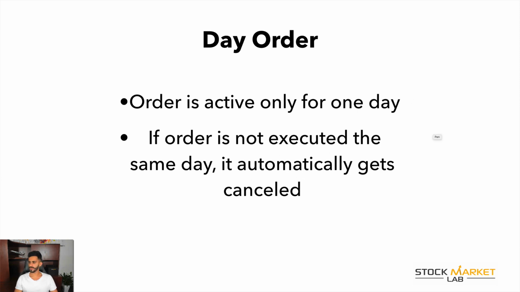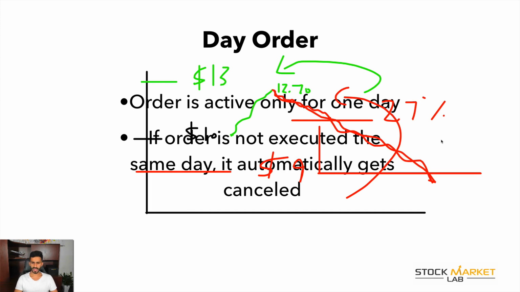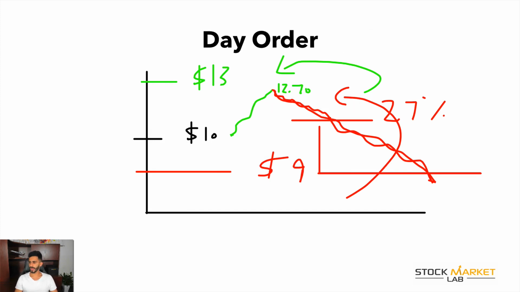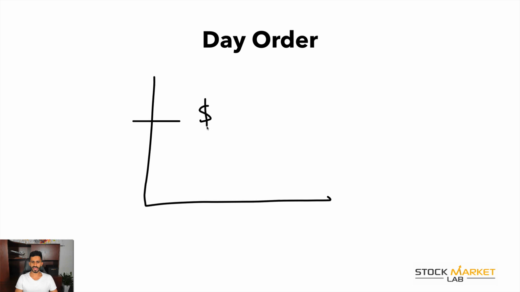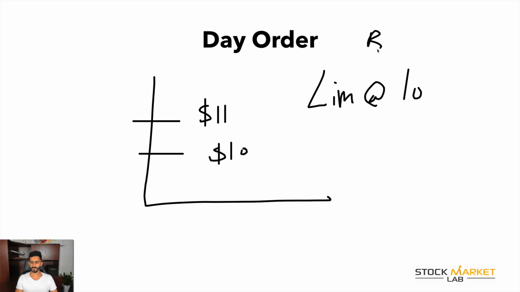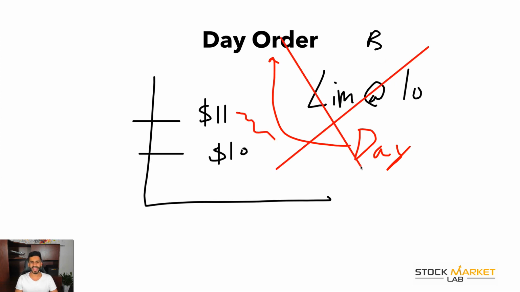So let's say I am looking to buy a stock, right? Let's just say I'm looking to buy a stock right now. I go on my platform and I'm like, you know what? Stock ABC is trading at 11. I want to buy it at 10. So I put in a limit order to buy at 10, but I put a day order. What that means is if my order doesn't fill today, it automatically cancels.